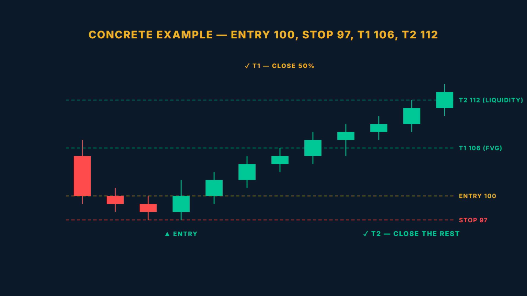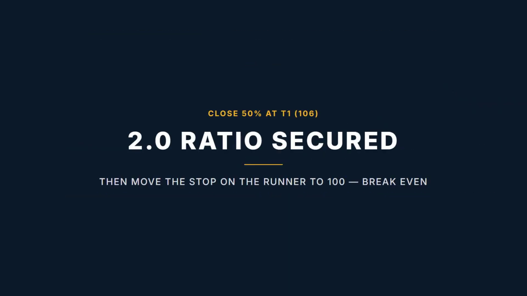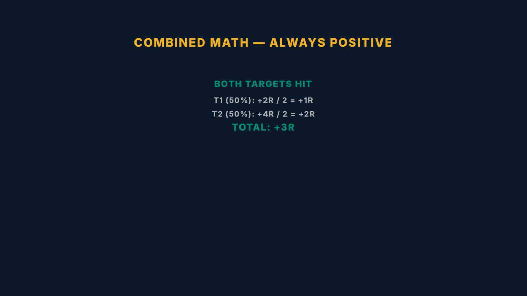For targets, SMC uses liquidity pools as reference. If you entered long in an order block in the discount, your first target is the last swing high, where the buy-side liquidity is sitting. That is the level where short sellers have their stops concentrated, and it is the level the market will try to reach to do the liquidity sweep.